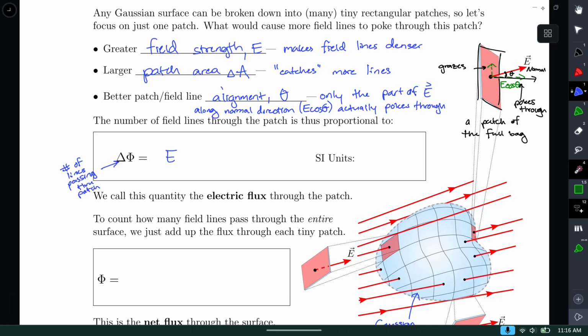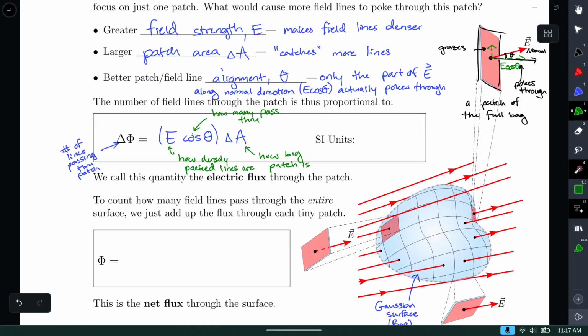It's going to depend on how densely packed the lines are, which is reflected in the electric field strength. The closer the lines, the stronger the electric field. It's also going to depend on whether those lines actually poke through the surface or not. And finally, it's going to depend on how big the patch is that's catching those lines. And we call this thing the electric flux. But just think of that as another way of saying the number of field lines that pass through.